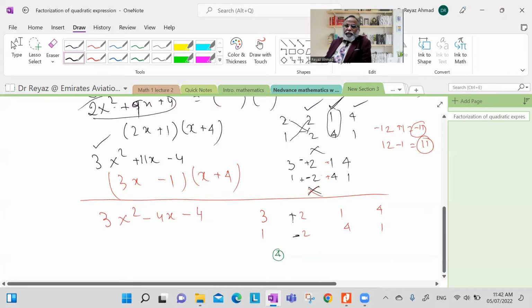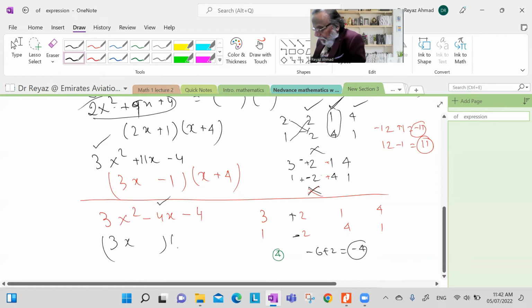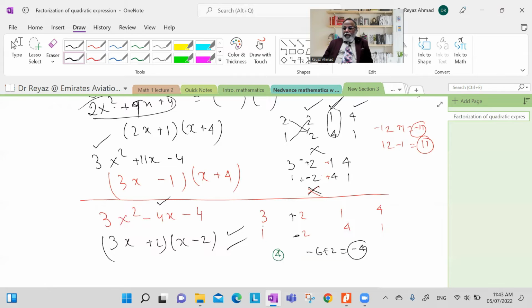3 times minus 2 is minus 6. 1 times 2 is plus 2. The result is minus 4, which is exactly what I'm looking for. So I don't have to go further. I will be writing now first 3x and x. 3 is multiplied by minus 2 here, and here is plus 2. And this is the factorization. So you have already done this one.